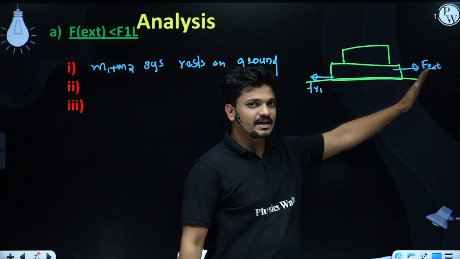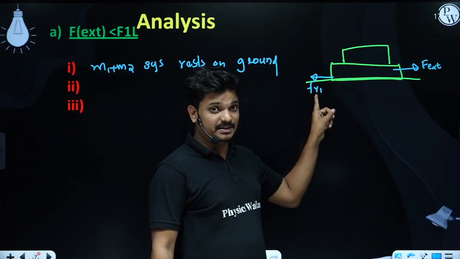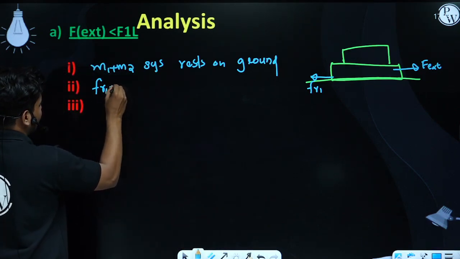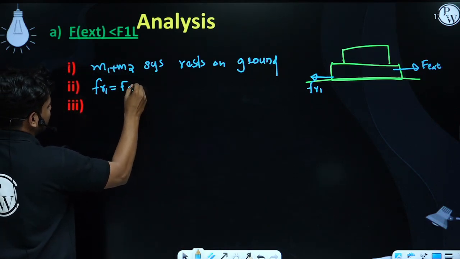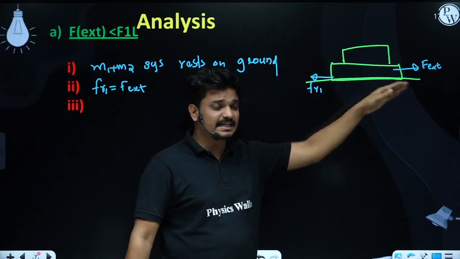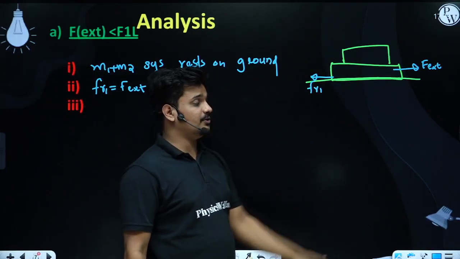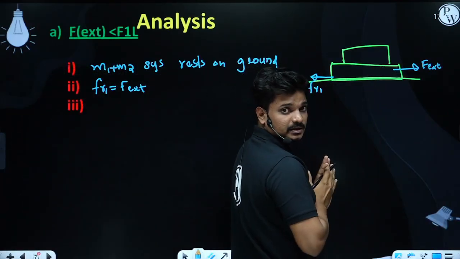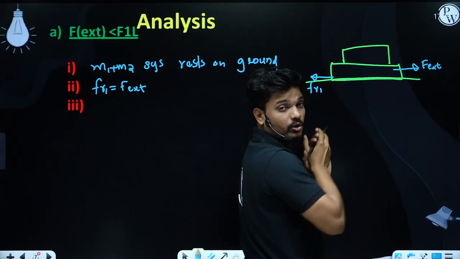So if F external is less than this limiting value, then what is our Fr1? Fr1 is equal to that external force itself. That means this F external doesn't reach its maximum value. Then we know the total system is at rest. Total system at rest means this top block is also at rest.